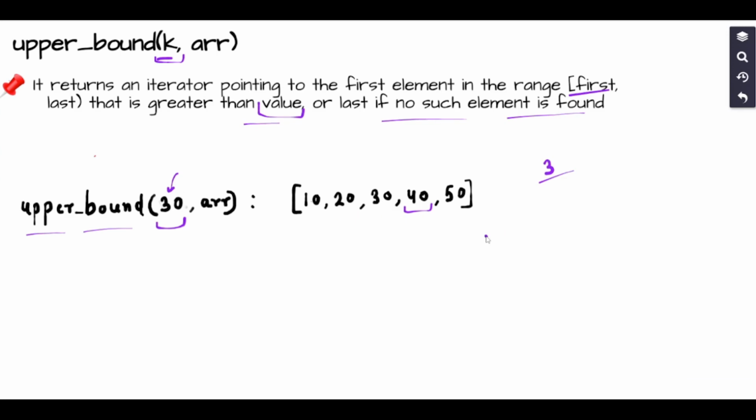How do we implement this function upper bound? It is very similar to the function lower bound, in which we used binary search to find the target iterator. In the same way, we'll be finding the target element in this array. So let's see how we can do that.